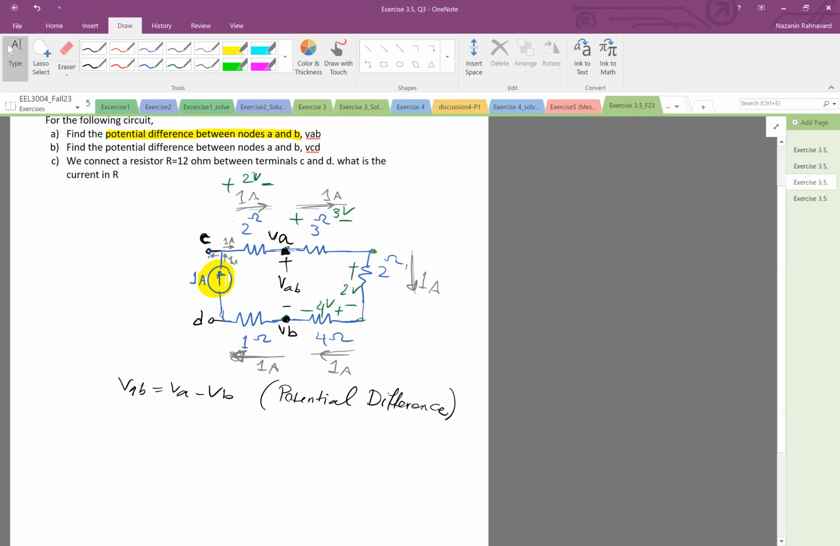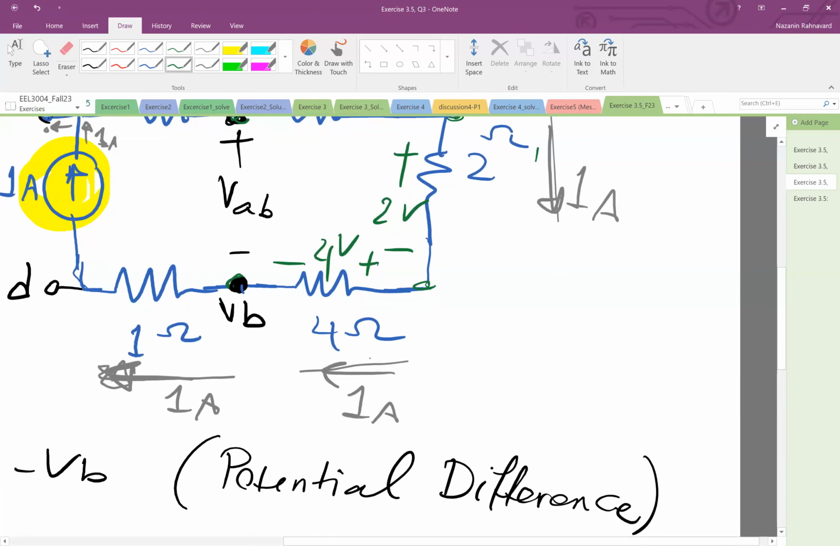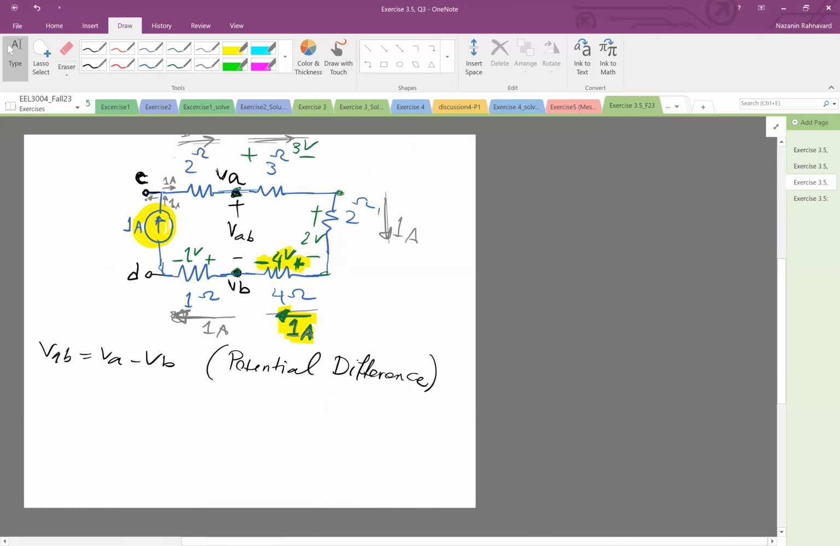Did you notice that when I put plus and minuses, because the current is going this way, 1 amp is going this way, I'm putting the plus here, plus and minus 4 volts. This is the passive sign convention. And the same here: 1 amp is going that way, plus and minus 1 volt. So we have this.